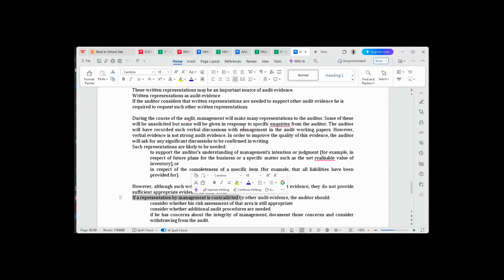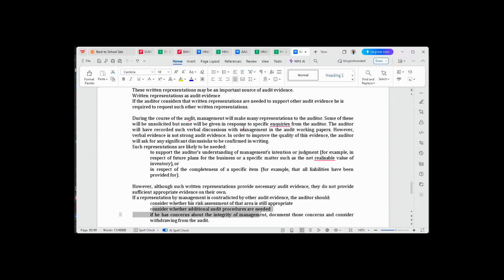What should you do? Okay, number one, the auditor should consider whether his risk assessment of the area is still appropriate. That is, when you discover that what the management has given to you does not correspond or cannot validate what you already have, you need to reevaluate the whole audit engagement.